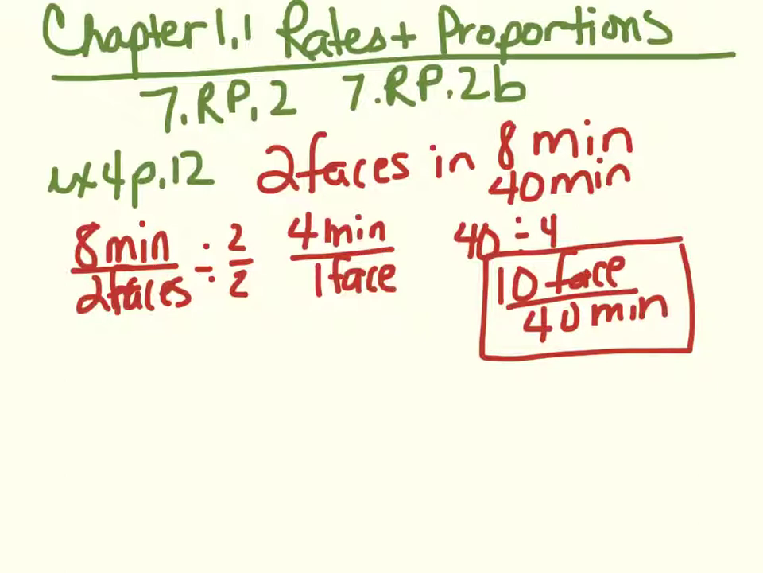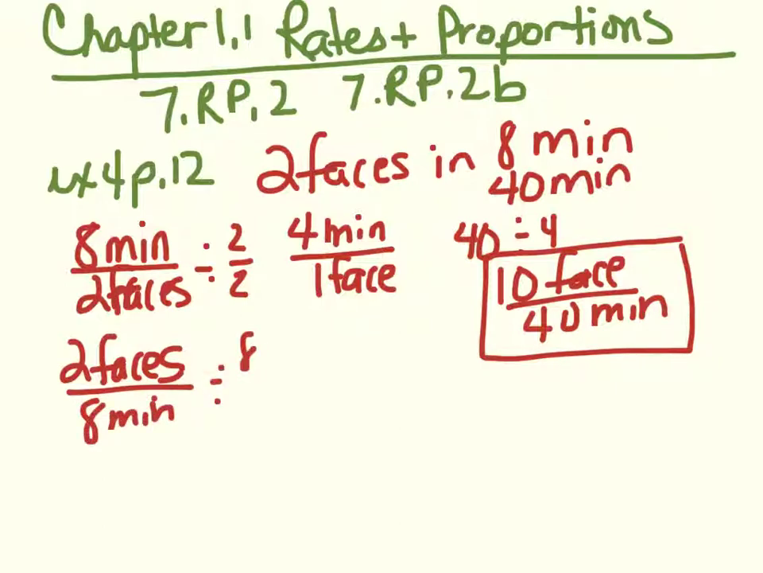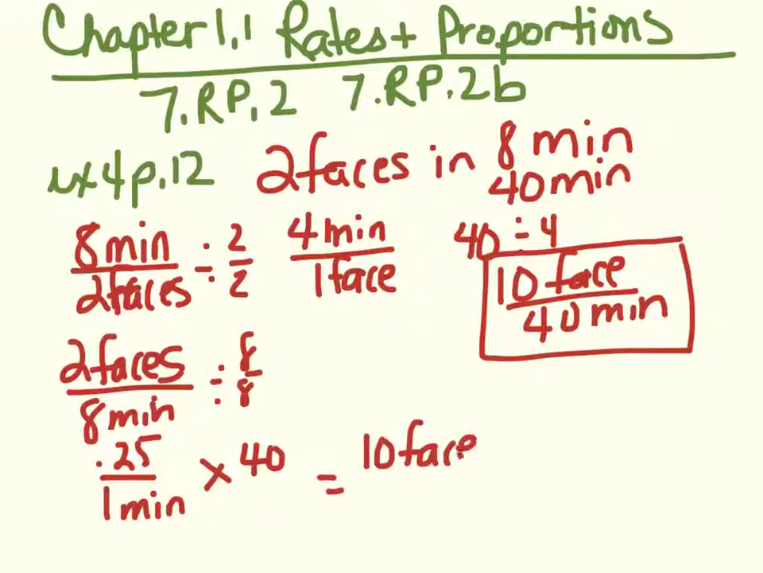And then there's another method here, and you could set it up the other way, and so it would go 2 faces in 8 minutes. So this unit rate would be divided by 8 over 8, which is kind of weird. And so that would be 2/8, or a quarter of a face in 1 minute. And if that's the case, you would multiply by 40 because you have 40 minutes to do it. And so you would get 10 faces in 40 minutes.